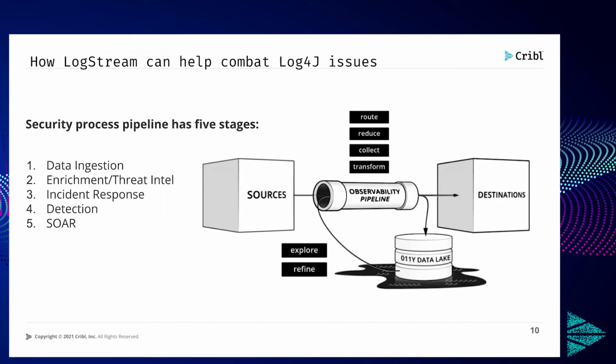There is a detection aspect as well. So we have a nice blog that was written about how you can use LogStream to actually detect the JNDI exploit and then trigger either an alert going to, say, PagerDuty, or, finally, also with SOAR, trigger a SOAR playbook.